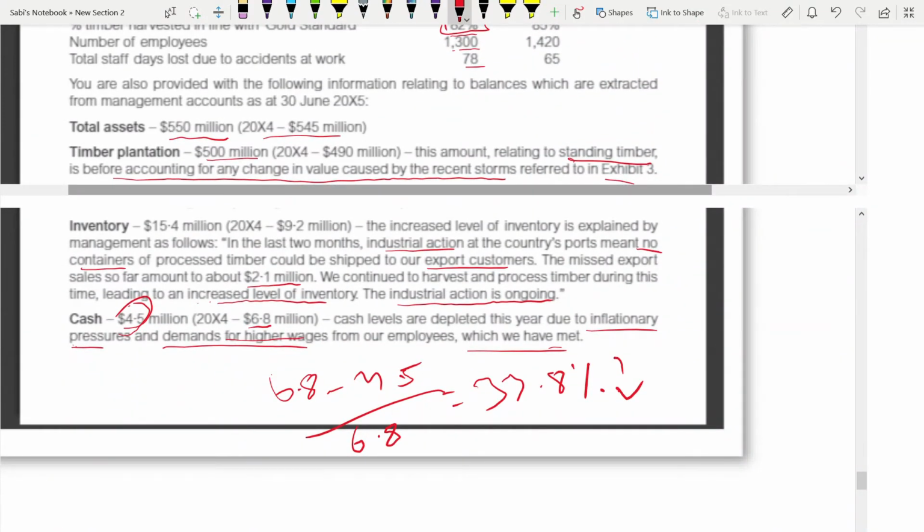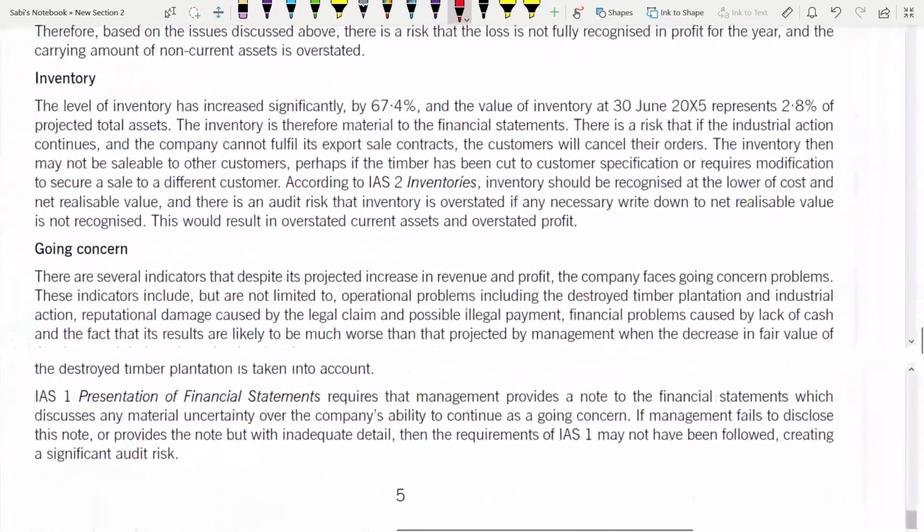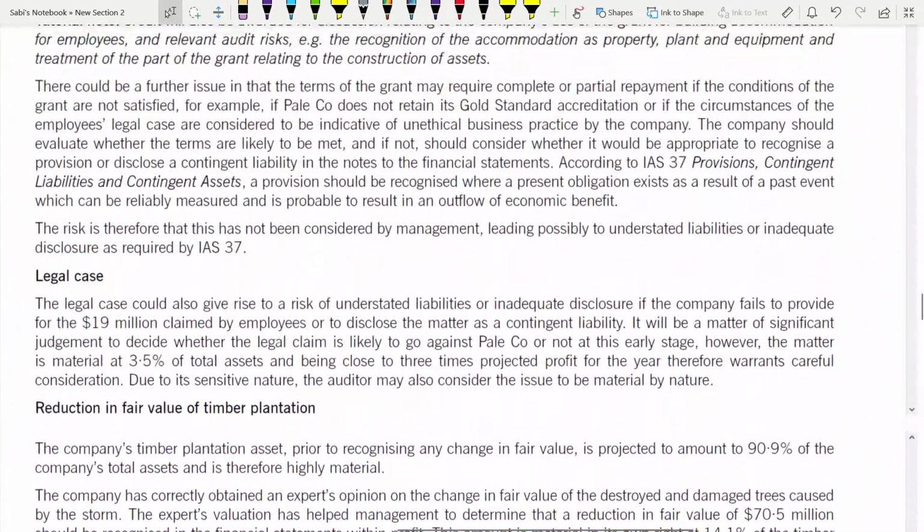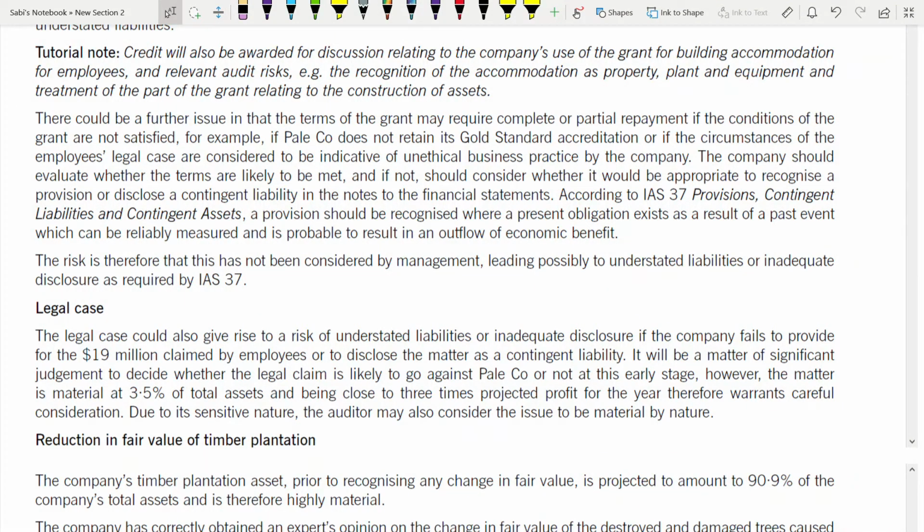Okay, because no containers of processed timber could ship to export customers. So if this continues to happen, your inventory will keep on increasing and it will affect your working capital. That means your liquidity will suffer, because so far you have lost 2.1 million. Okay, and also they have said that this is ongoing industrial action. So that means they are not going to stop this industrial action. That means it's going to affect your liquidity until the industrial action stops once and for all.